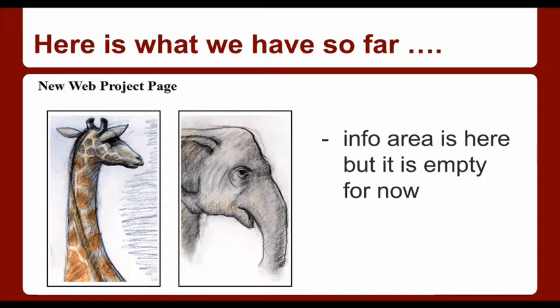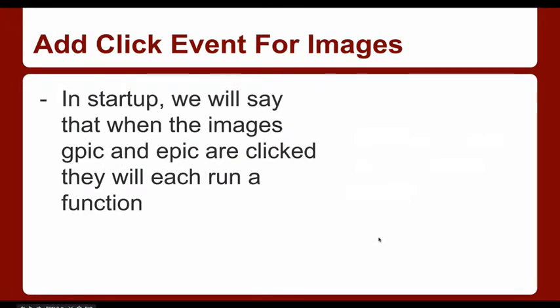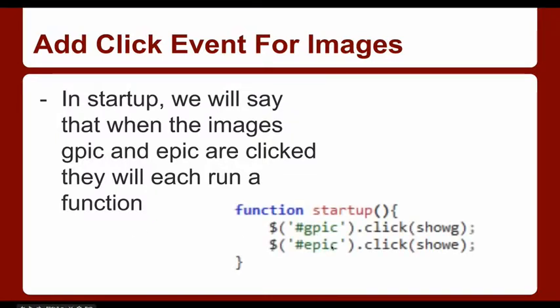Now we're going to go to the third and final thing, which is the actual jQuery. Okay, so in the startup, we're going to start by saying when the gpic and epic are clicked on, they're each going to run a function. So gpic, when I click on you, I want you to run show g. Epic, when you get clicked on, you're going to run show e. So after startup, we're going to go on to define both of these.